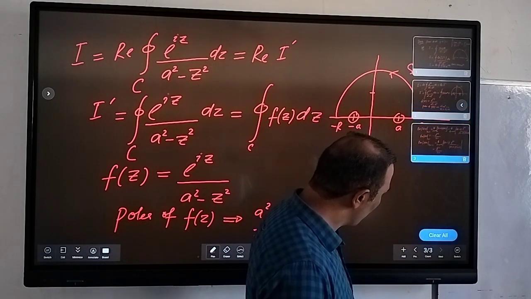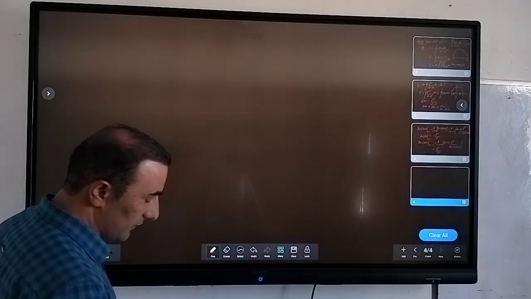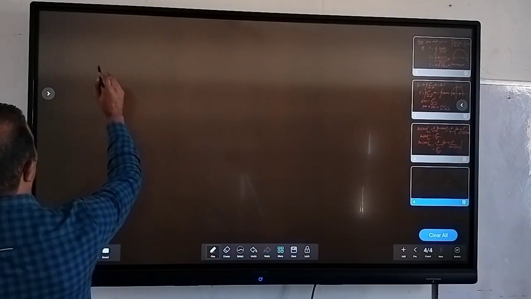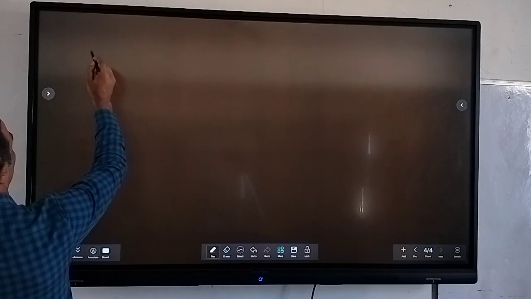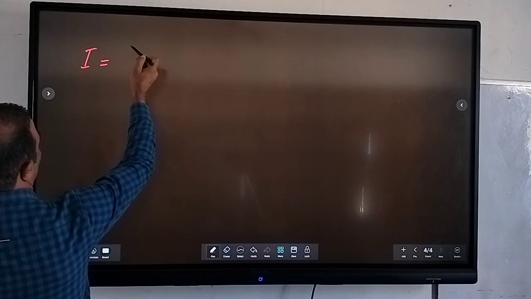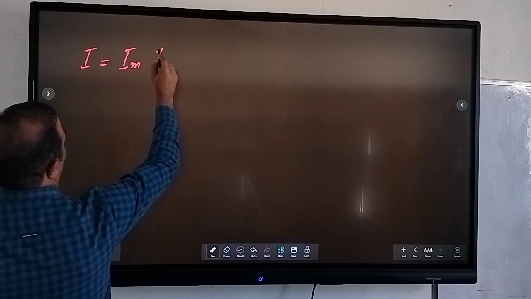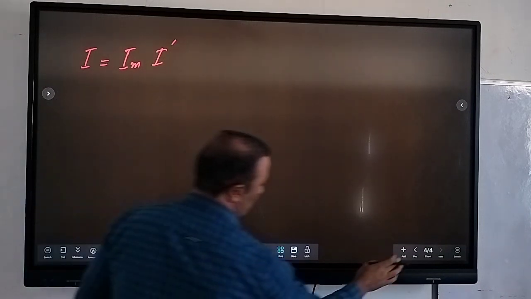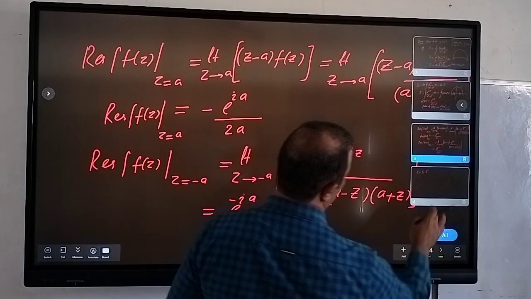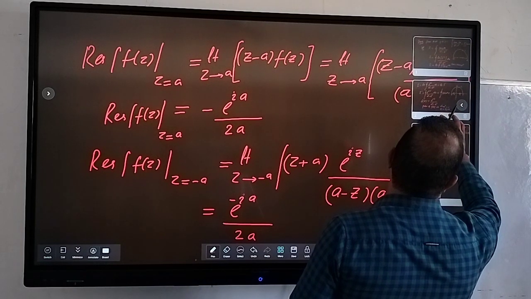right? So if you remember, in class I discussed that if you write this integral, if you put that, so you can write that I will be equal to, first let us write, the imaginary part of that I dash. Right? So just check whether this is correct. So why did I write that? Okay, so okay, where is that?